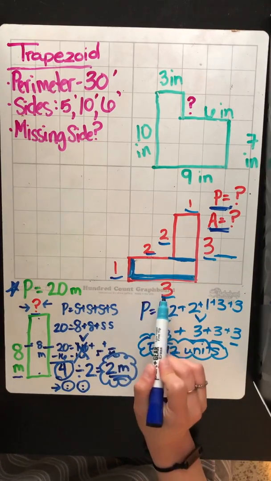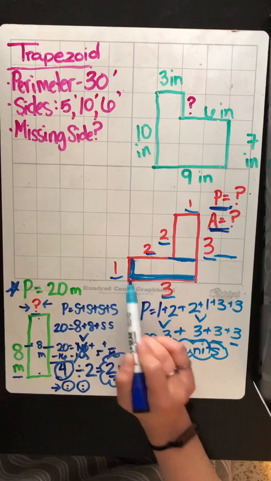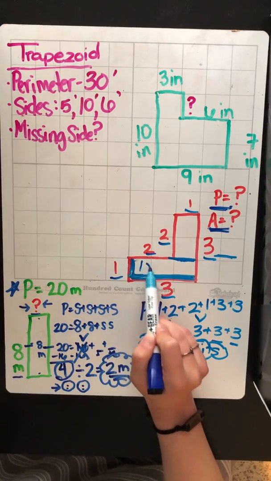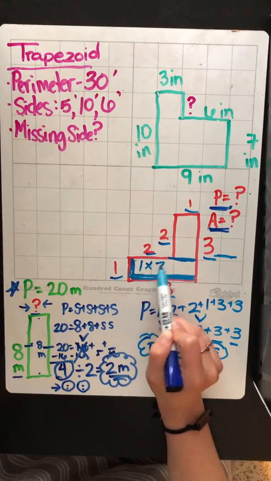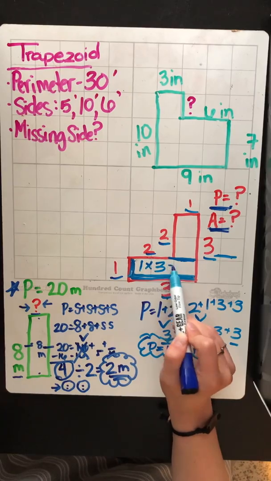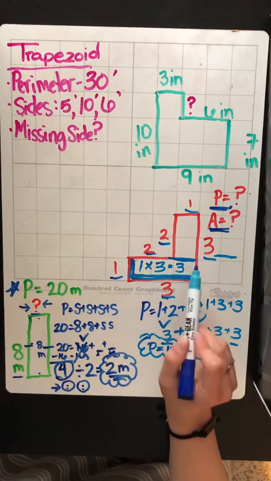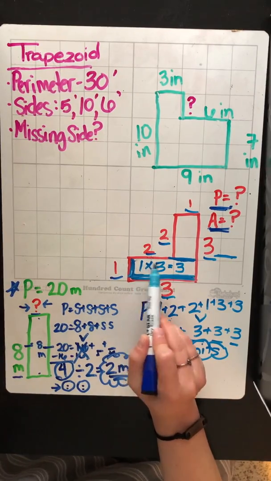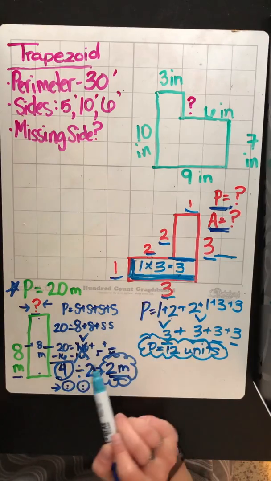So to find my area of this quadrilateral, I would do 1 times 3. And 1 times 3 equals 3. That's right, my identity property, it's like looking in a mirror, it sees itself.